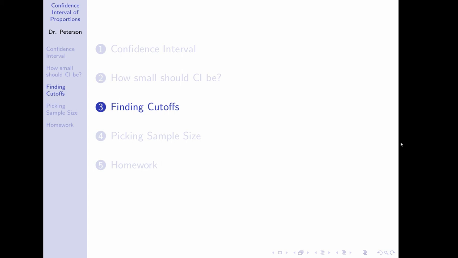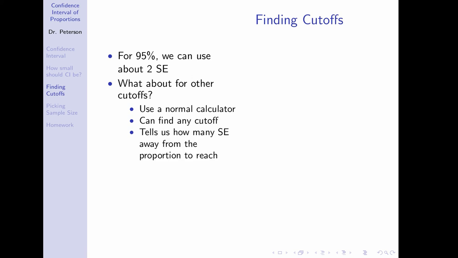Let's walk through an example of how to find the cutoff for a given confidence interval. For the 95% confidence interval, we can use about 2 standard errors. Although, as we'll see at the end of the video, we don't actually want to rely on that exact 2 standard error rule. But what about for other cutoffs? We can use the normal calculator to find the cutoff for any given level of confidence that we are interested in. This tells us how many standard errors away from the proportion to reach.